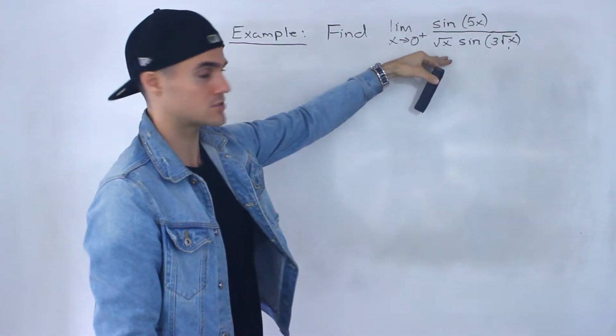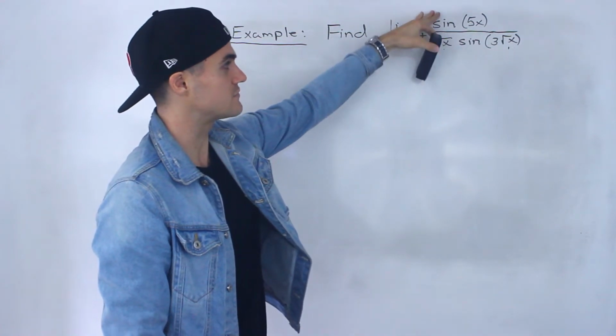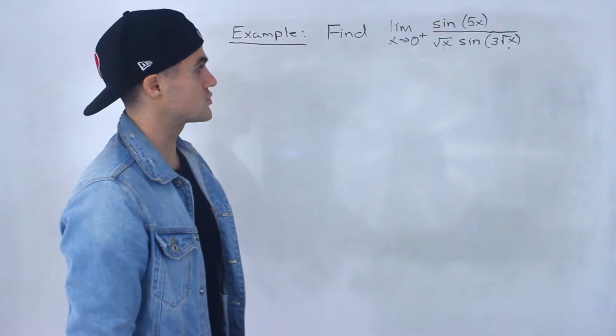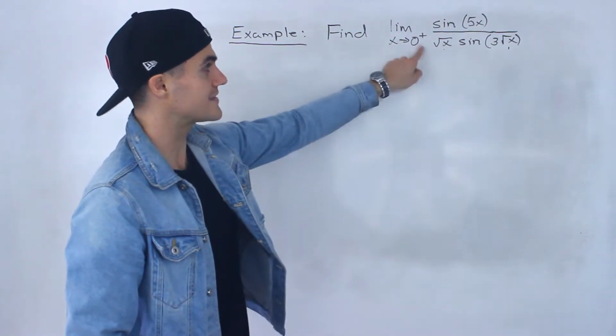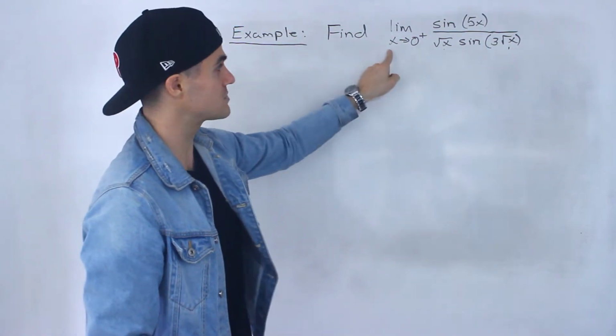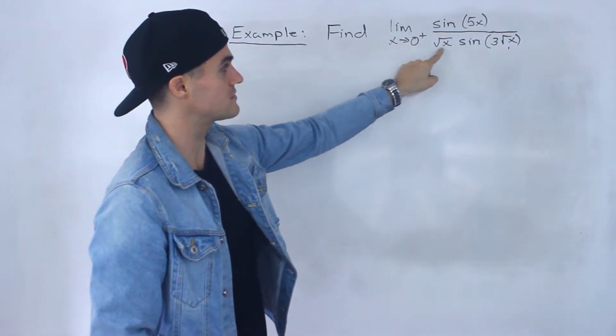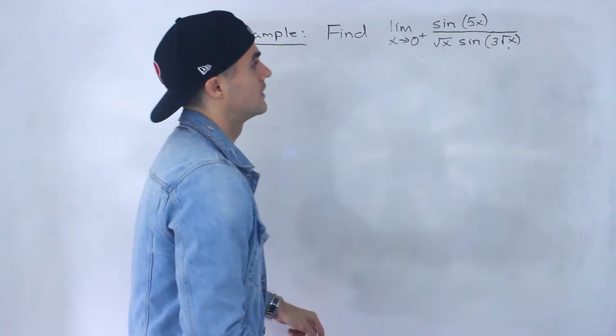You can't make a direct substitution in this case because you'd have 0 over 0. It would be an indeterminate form. So we're going to have to use another strategy, but I just wanted to note that this has to be positive, right? You can't just be approaching 0 in general, or 0 from the negative side. You've got to be approaching it from the positive side because of these square roots.